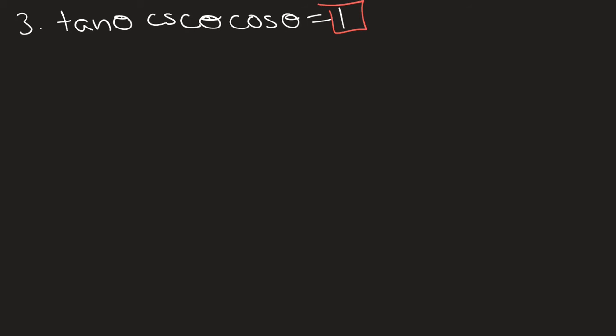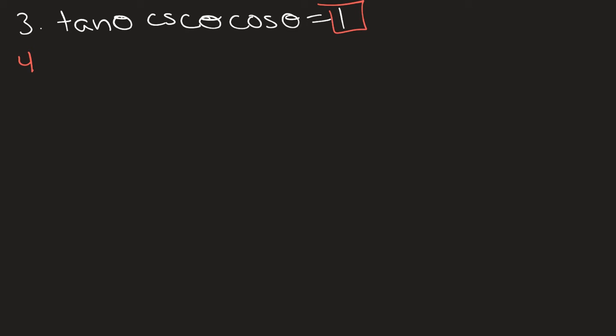Okay, here are the problems that you're going to be doing on your own. The first one is tangent theta cosecant theta cosine theta equals 1. Obviously, that one's going to be what you're aiming for. That's going to be your end game, what you need to verify.